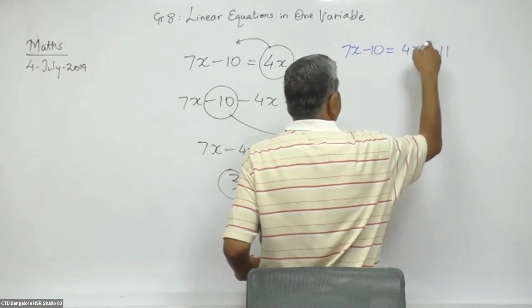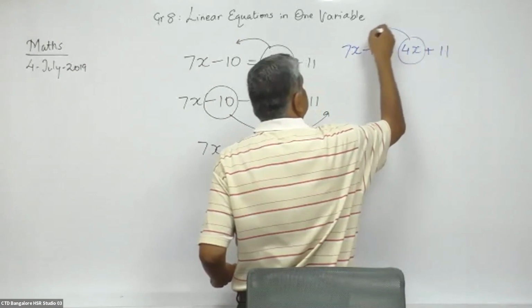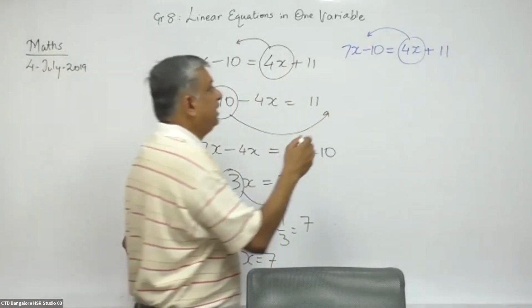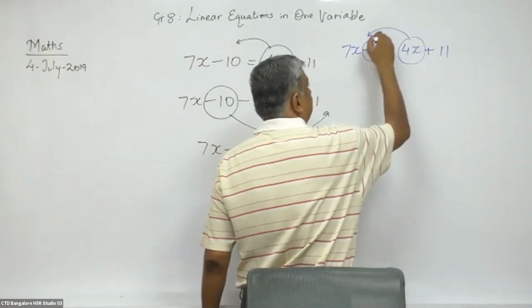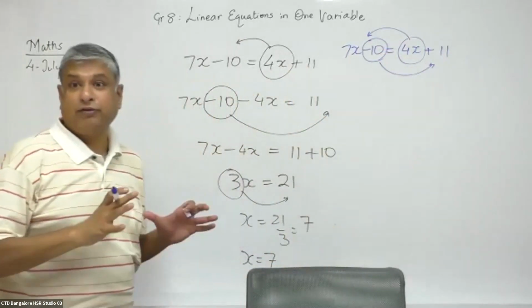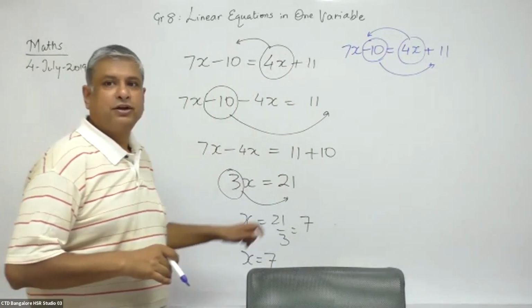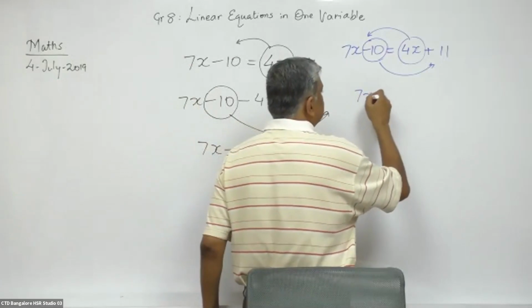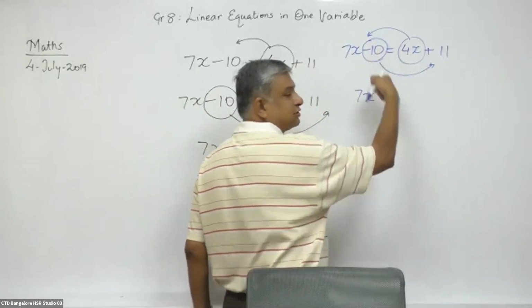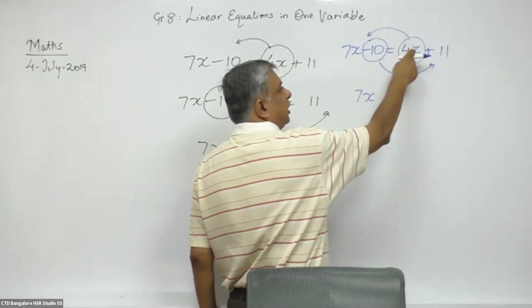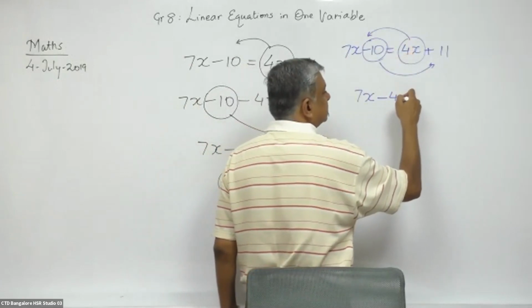So my first transpose is take 4x this side. Correct? I am taking all x's. And I will also move minus 10 this side. So now you should be very careful in writing what is left. So what is left here? 7x. So we'll write 7x. Now this 10 has gone out, so we should not worry about 10. 4x is coming this side. So it's positive, it will become negative 4x.